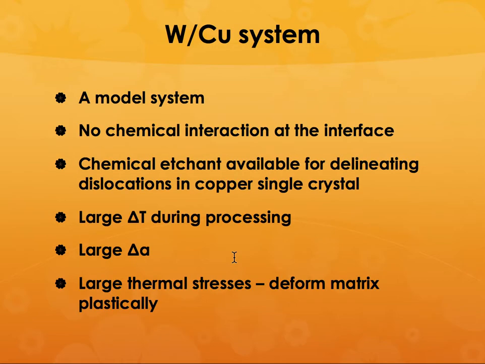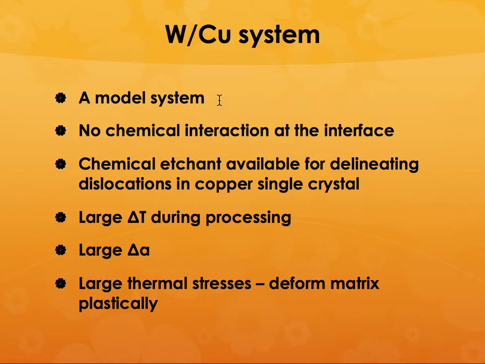So there is much research that has already been done on these things. If you are interested, you can take a look at that. If you take a look at the tungsten copper system, where you are reinforcing a copper matrix with tungsten filaments, this is actually a model system. There is no chemical interaction at the interface, and there is a chemical etchant for delineating dislocations in a copper single crystal. There is a large delta T during the processing.